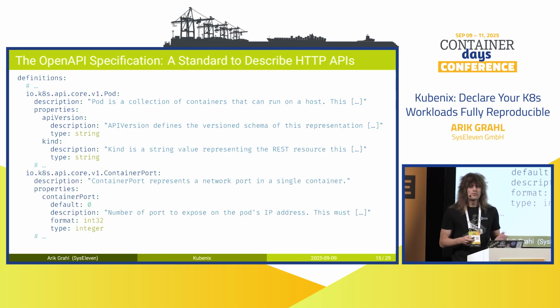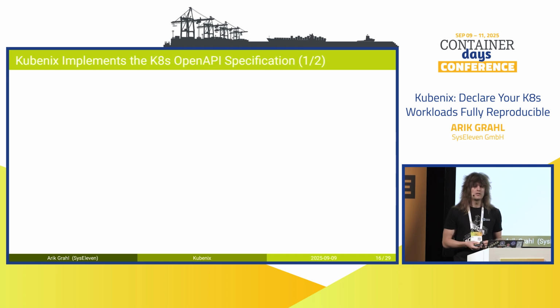In this specification, you can also find the nested values like the container port. Here, we can see, for instance, that this field needs to be indeed an integer and not a string. So wouldn't it be great if we can use this machine-readable contract to catch errors before they even reach the cluster? Well, that's actually what Kubenix does. By implementing the Kubernetes OpenAPI specification, Kubenix enables Nix to validate your manifests during build time.